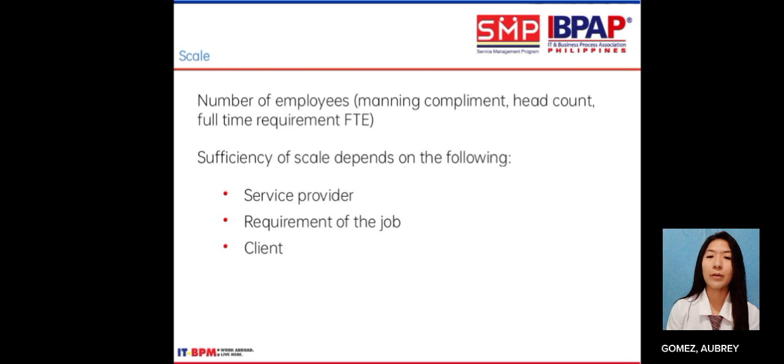Sufficiency of scale depends on the following. First, the service provider, which means the one providing the service. The second one is the requirement of the job. Job requirements are the skills, experience and qualities an employer deems necessary for a candidate to be considered for a role. And the next one is the client. The client is one that is under the protection of another person.